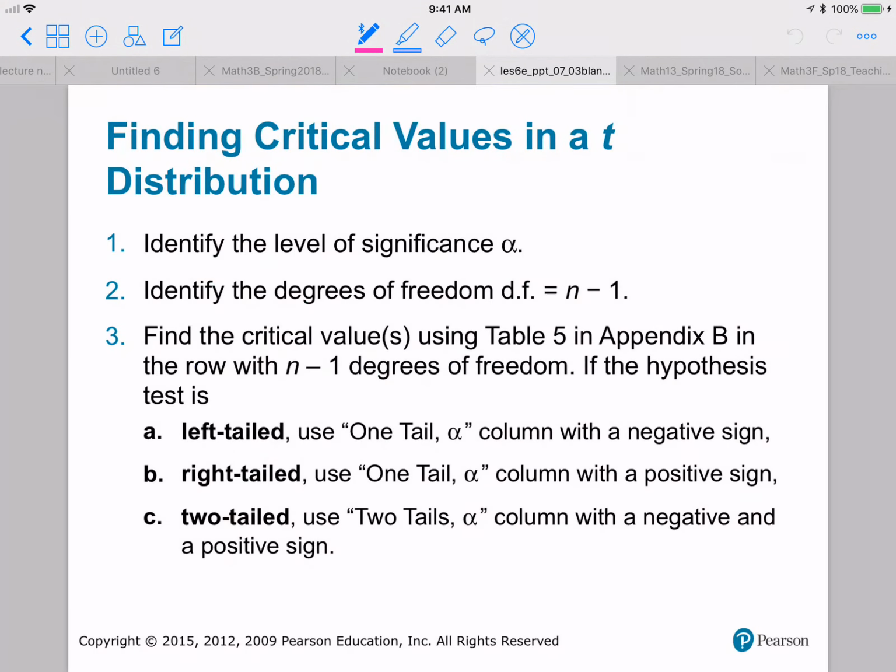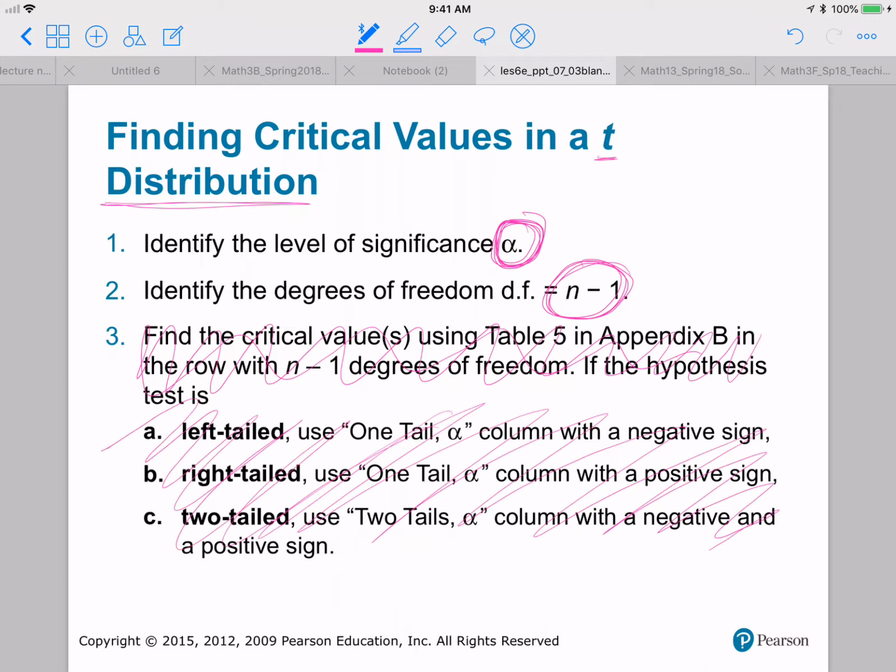Remember, in this section sigma is unknown, so we're finding critical values in a t distribution. In order to find the critical values, the first thing you've got to do is know your significance level alpha, and then you also need to know your degrees of freedom. Of course, for us, using the table in Table 5 in Appendix B is not going to be helpful. What we're going to do is actually use our calculator. We're going to use not inverse norm, but inverse t. So in fact, we don't need all of this column with a negative sign and a positive sign and multiplied by 2. We don't need all of that.